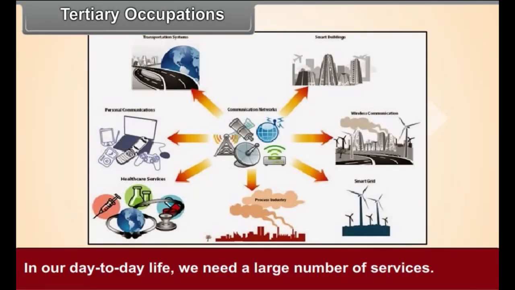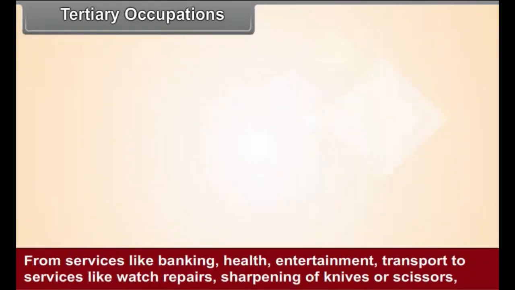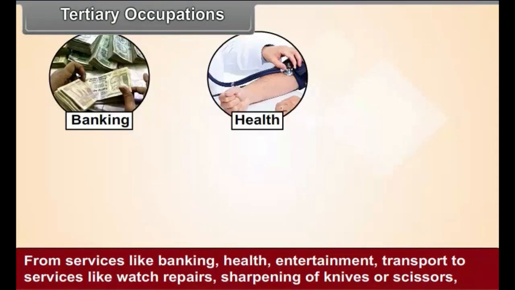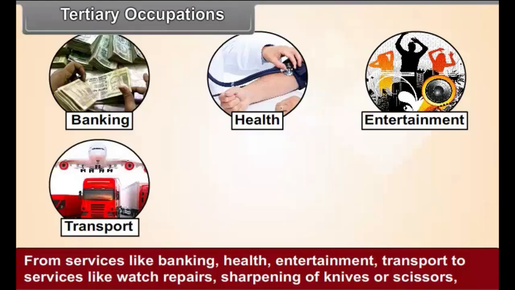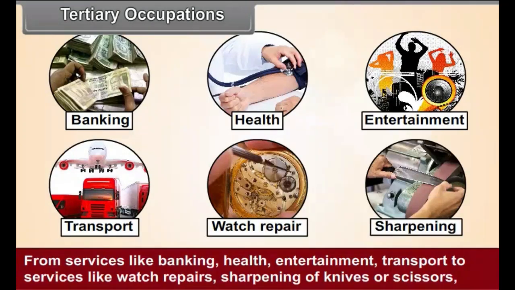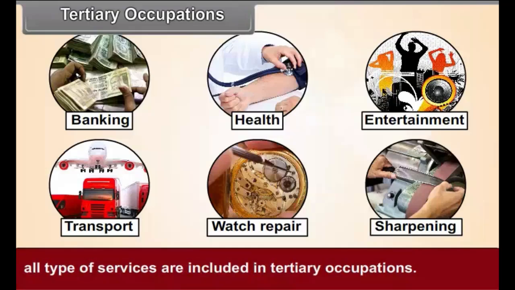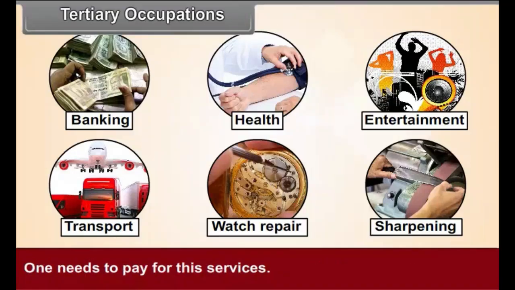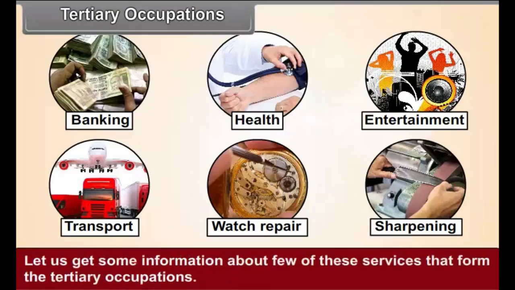Tertiary occupations. In our day-to-day life, we need a large number of services. From services like banking, health, entertainment, transport to services like watch repairs, sharpening of knives or scissors, all types of services are included in tertiary occupations. One needs to pay for these services. Let us get some information about a few of these services that form the tertiary occupations.